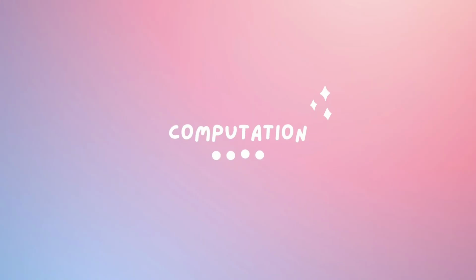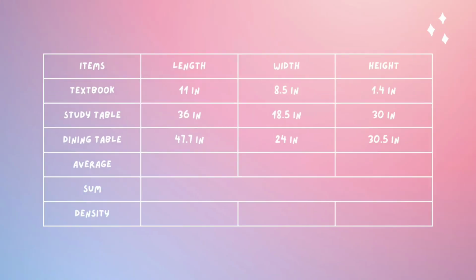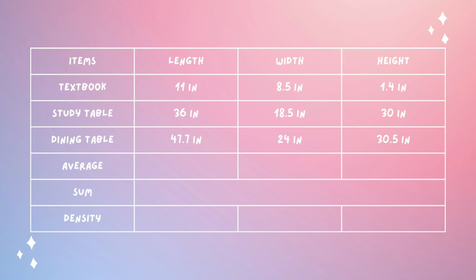So, we will now discuss the computation that is indicated in the task. So first, this is the summary of what we've got a while ago. These are the length, width, and height of the three items, which are the textbook, study table, and dining table. As we go further, we will compute for the average length, width, and height, and also its sum and also the density. So first is the average.